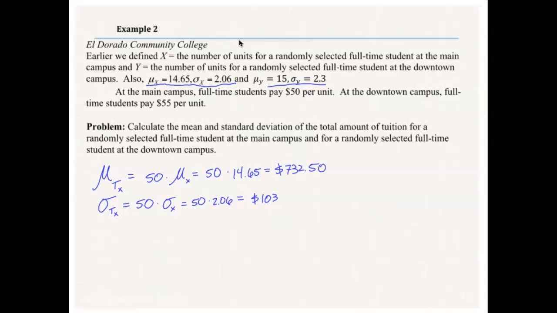All right, so now let's compute the mean tuition for the downtown campus, so mu of Ty. And that'll be 55 times the mean number of credits for the downtown campus, which is 55 times 15. All right, so the mean tuition for the downtown campus is $825.